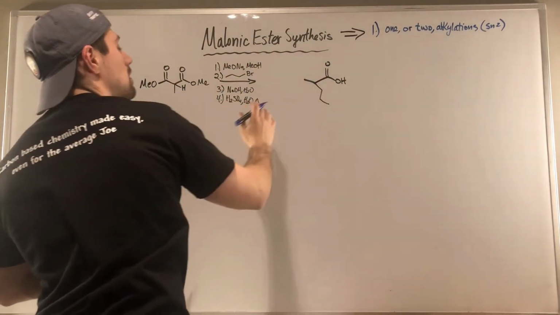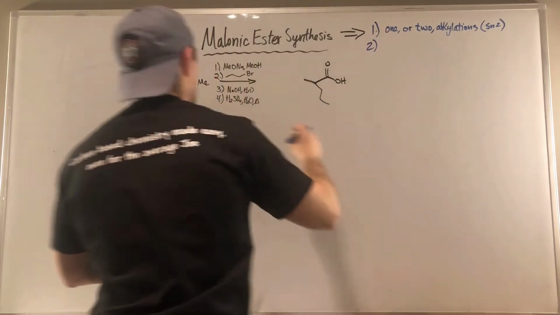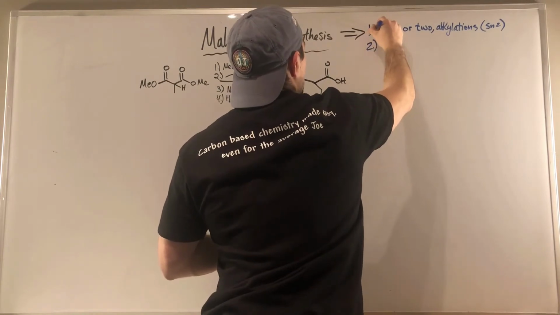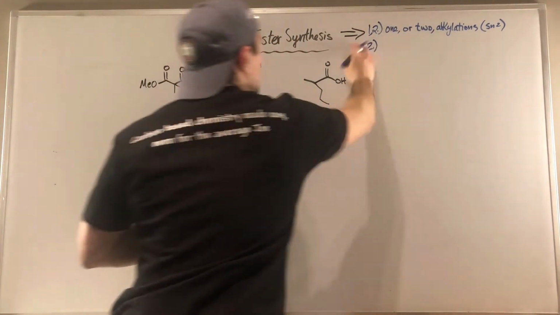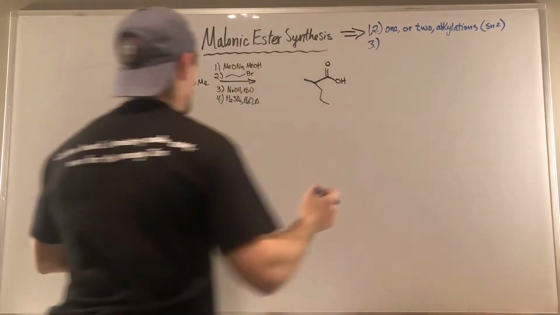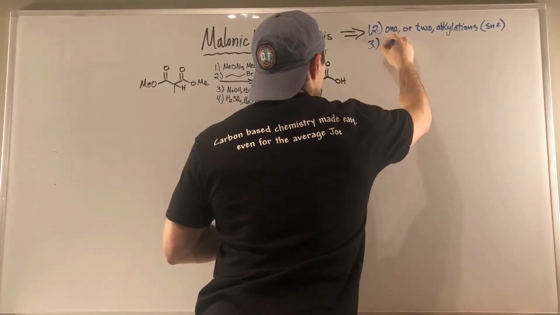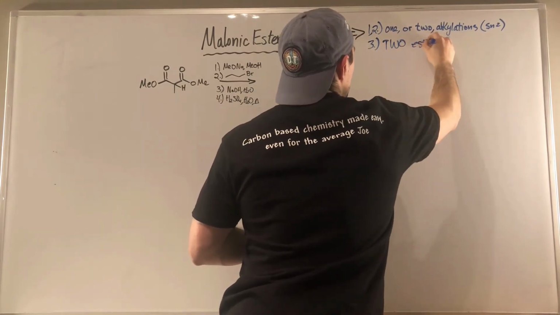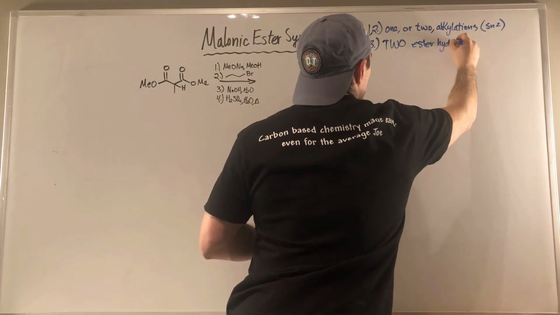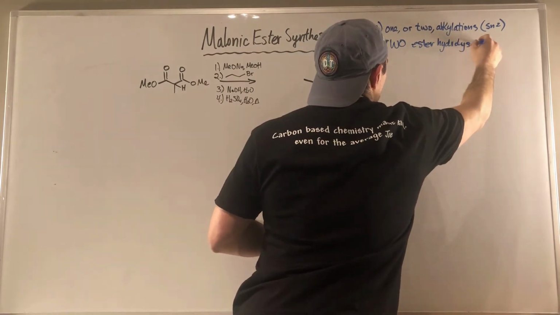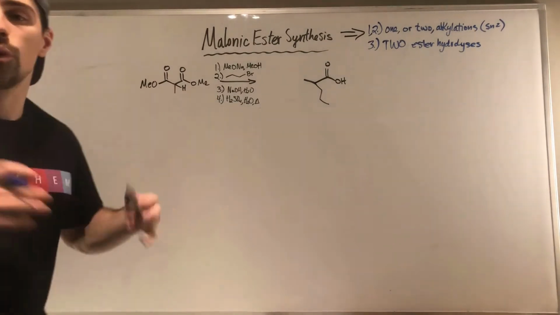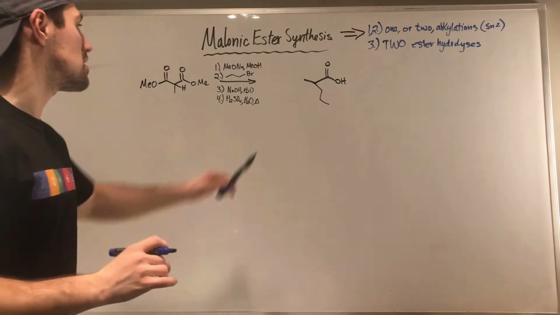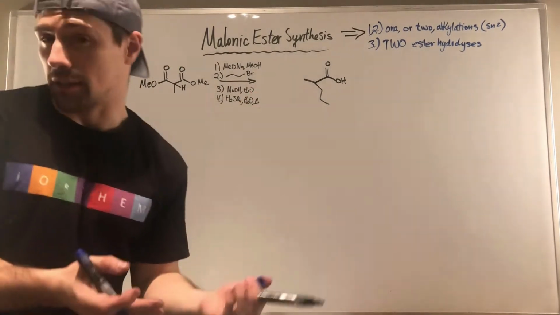So that kind of covers 1 and 2, right? We're going to deprotonate, we're going to alkylate. I'll summarize the steps right here, 1, 2. In step 3, we're going to do 2 ester hydrolyses. Basically these 2 esters are going to convert into carboxylic acids. And if I'm going to be absolutely correct, since we're doing it in base, they're going to be carboxylates, right?